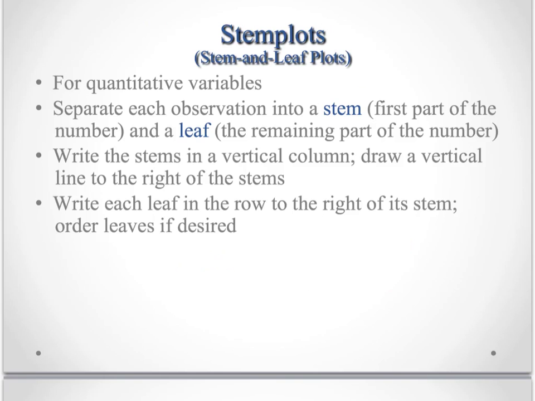Second way we're going to display quantitative data are what's called stem and leaf plots. We'll separate each observation into the first part of the number, which we call the stem, and the second part of the number, which we call the leaf. And we're going to write those in columns with a line between them. Okay, so it's easier to just see what this looks like.